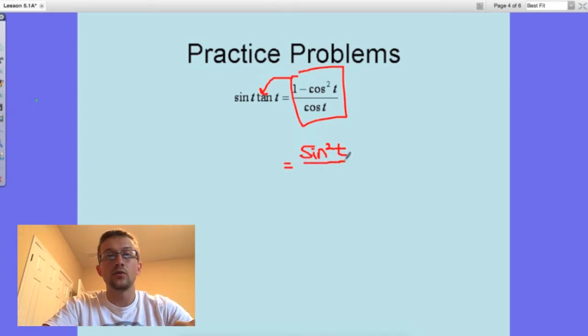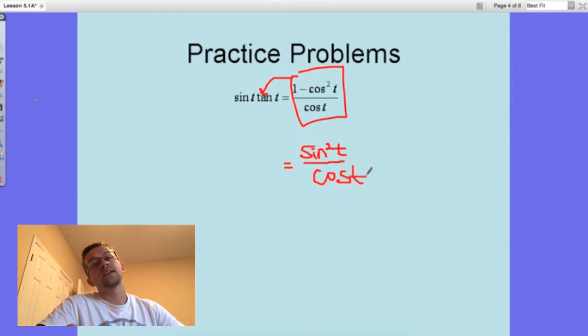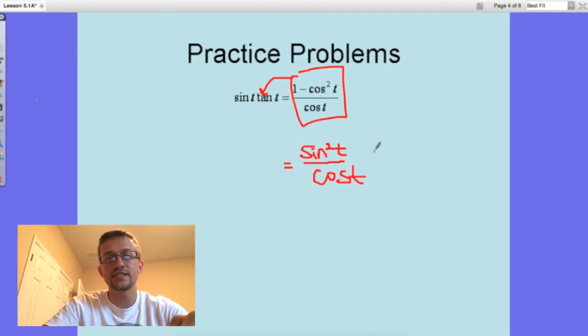Now what about the bottom? Well, we take the bottom and we're just going to put the cosine t because there's nothing we can do with that. Now to take this a step further, since we have sine squared, we have two sines, right? So we're going to put two sines here. And on the bottom, we're just going to keep that as cosine of t.